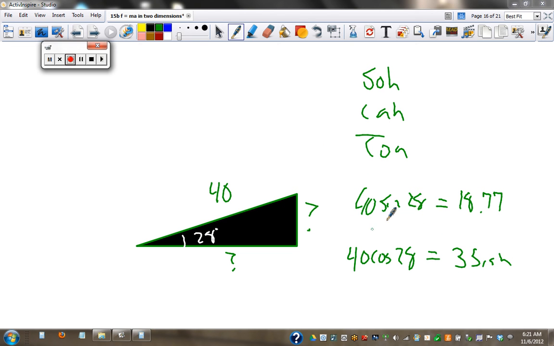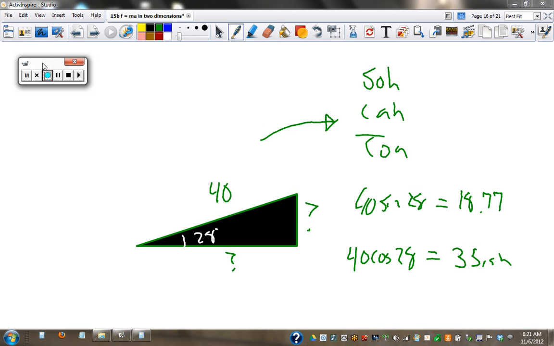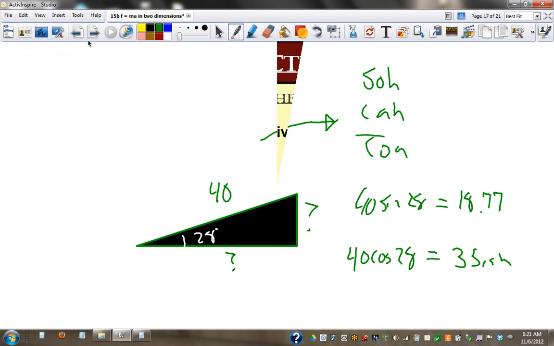There's your setup and the answers. How to solve them is to use these, and if you need more than that, go watch the previous video. It's a pretty standard process once you get the hang of it.